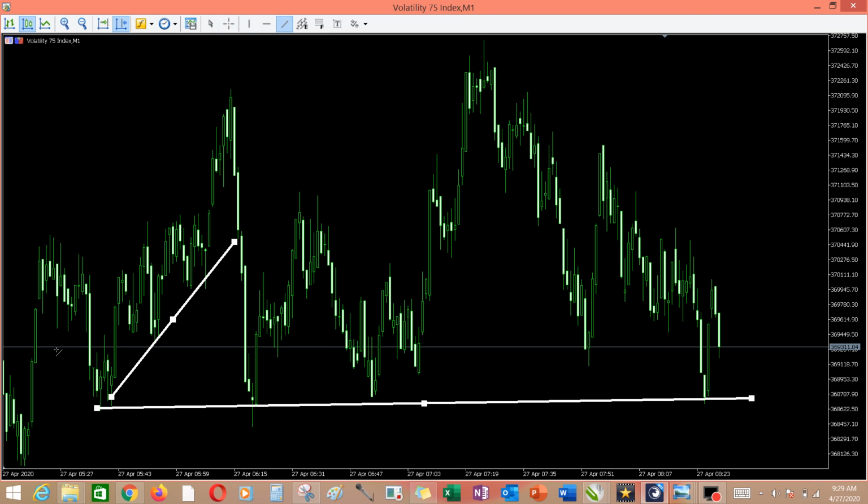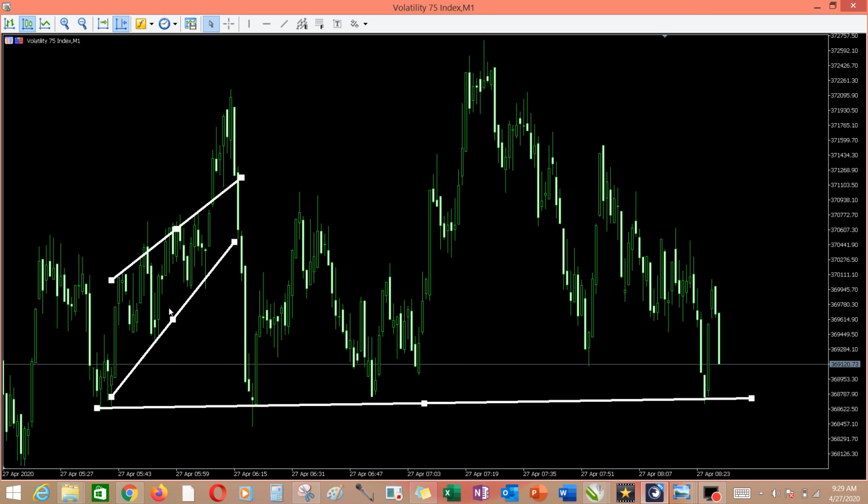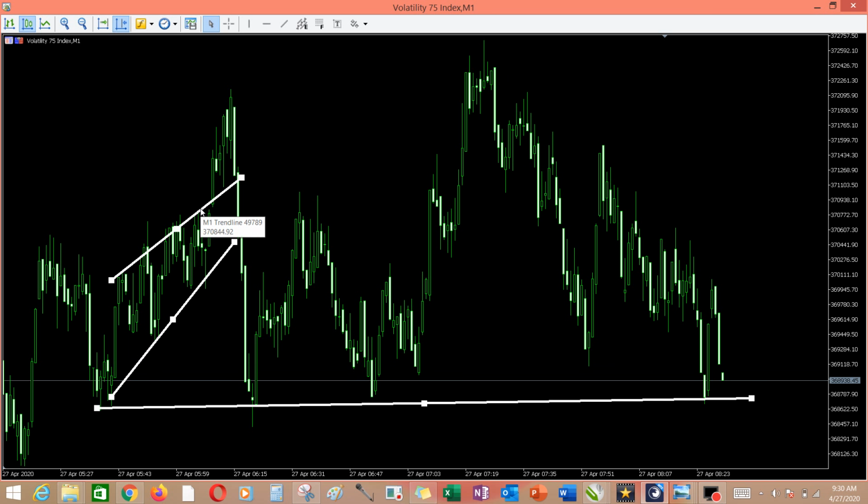Then this is a minor resistance level. You can see it already. Each time it is touching the line, it is going down again. So that is how to do that.